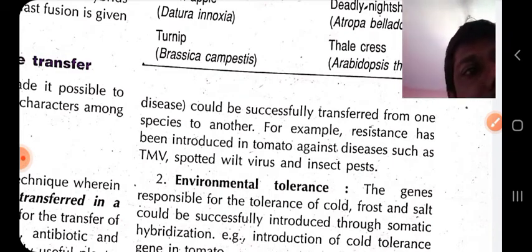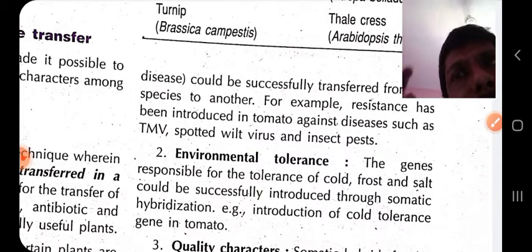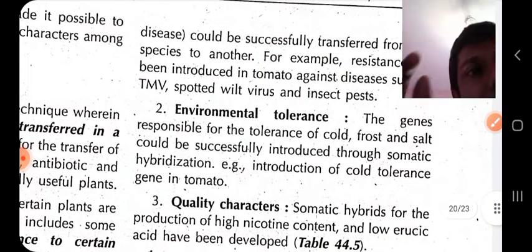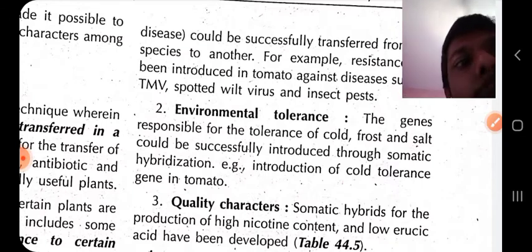For example, resistance has been introduced in tomato plant against diseases like tobacco mosaic virus, spotted wilt virus, and insect pest. This can be achieved by fusion because most of the resistance property is found in the cytoplasmic part, the genes which are found in the cytoplasm, in the chloroplast, in the mitochondria. Environmental tolerance: the genes responsible for tolerance of cold, frost, and salt could be successfully introduced through somatic hybridization technique, like introduction of cold tolerance gene in tomato. This can also be achieved by another process.